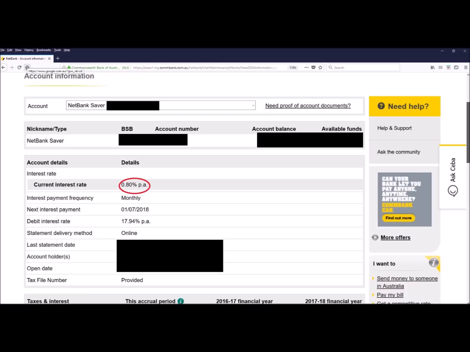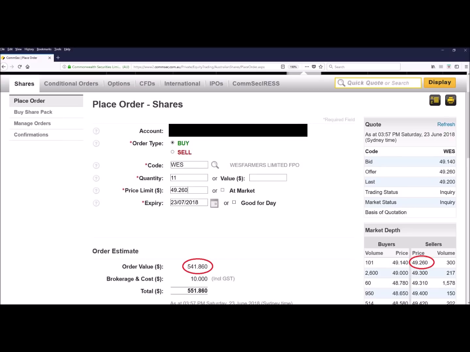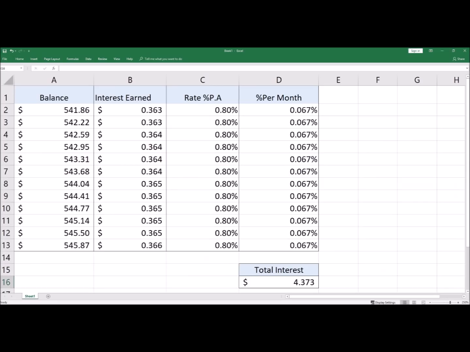Using a previous trade of Wesfarmers stock as an example, the total value was $541.86, so I'll use that as my balance. If I apply that 0.067% interest rate per month to the balance, I make roughly 36 cents in interest a month, and over a full year I make a total of $4.37.